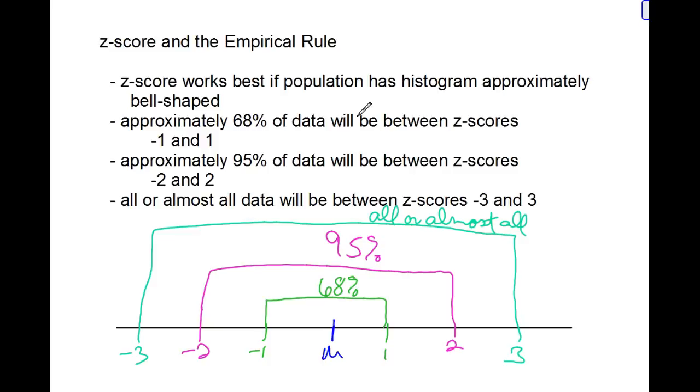Try some examples with the z-score, and if you have any questions, please let me know.